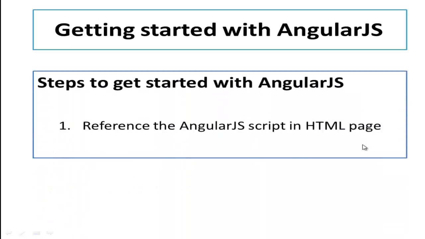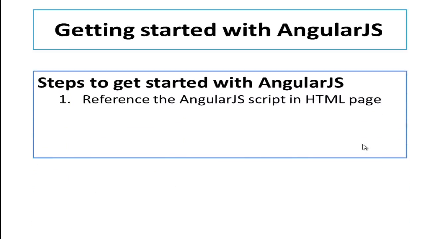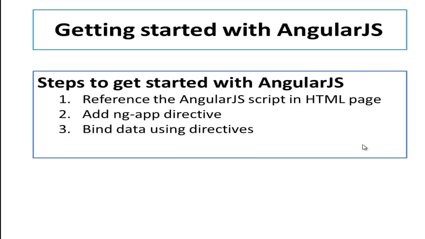The first step is to include the AngularJS script. The second step is to include the ng-app directive into your shell page. ng-app will instruct AngularJS that this is an Angular application, and ng here represents Angular. The ng-app directive auto-bootstraps the AngularJS application. It will scan the complete document and process all the AngularJS functionality. Once you have referred ng-app, after this you can do data binding operations using directives.